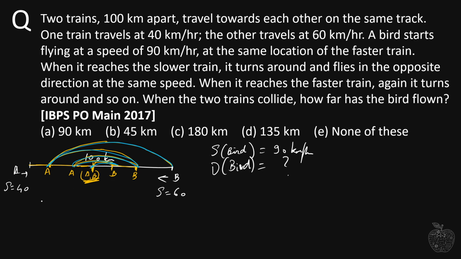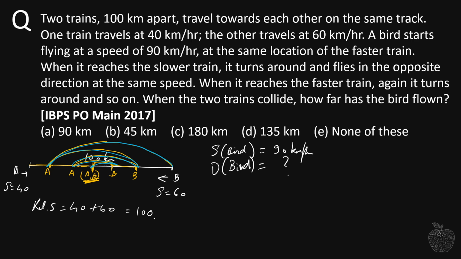Before moving forward, let's first calculate the relative speed here. These two trains are moving towards each other, right? And whenever two objects move towards each other, we take the sum of their speeds to get the relative speed. So we'll do the same here. The relative speed will be the speed of train A, 40, plus B, which is 60. So we get our relative speed, which is 100 kilometers per hour.